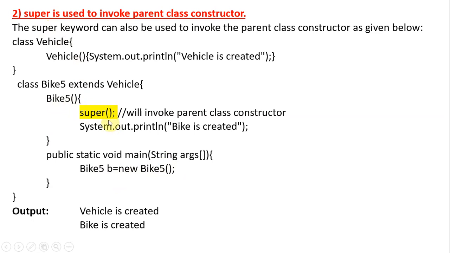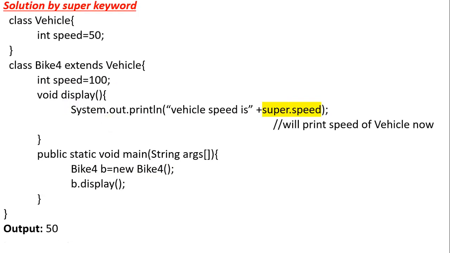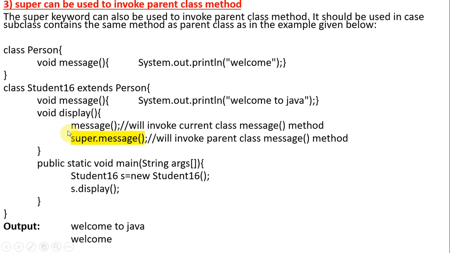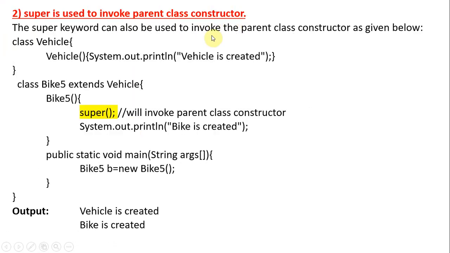To call the superclass variable, we can use it like this. To call the superclass constructor, we have to use it like this, within the subclass constructor. So this is the second use of the super keyword. The third use is to invoke the parent class method. When it comes to constructors, the parent class and subclass have different constructors, right?